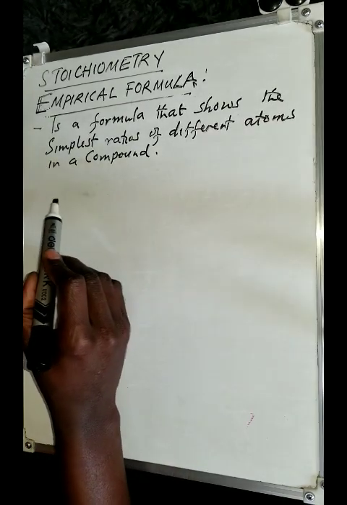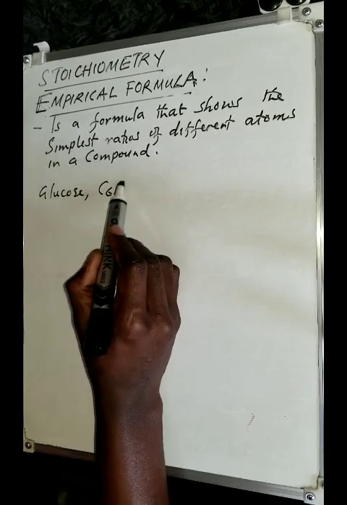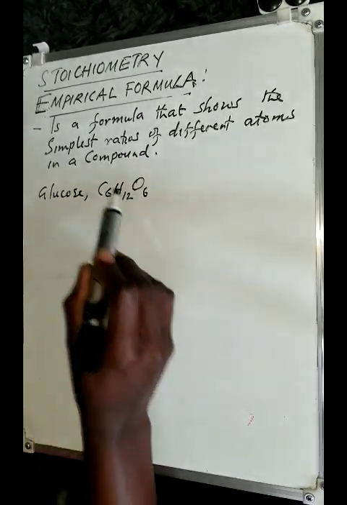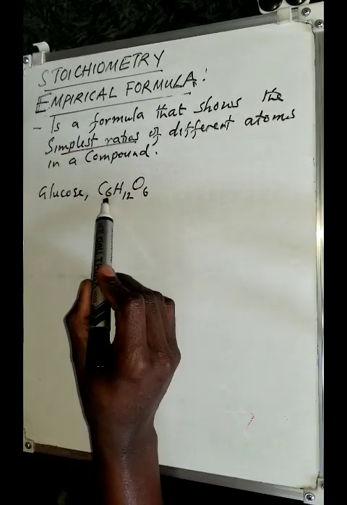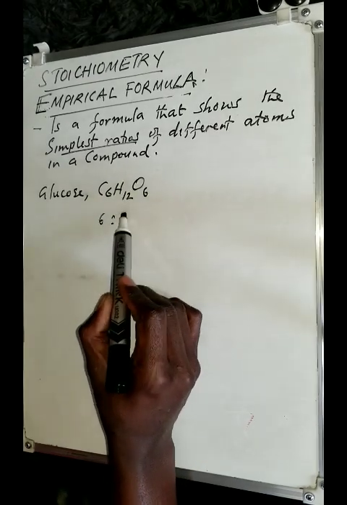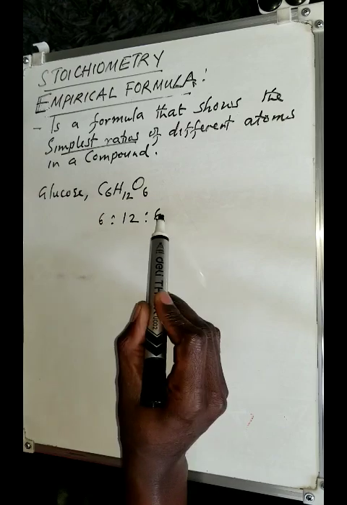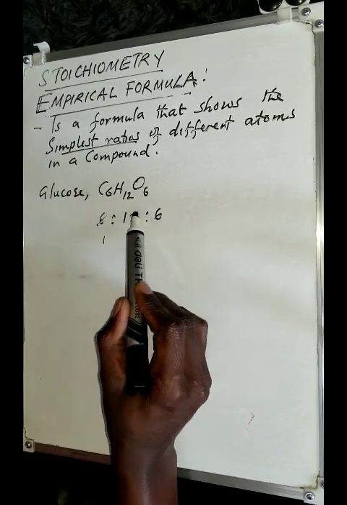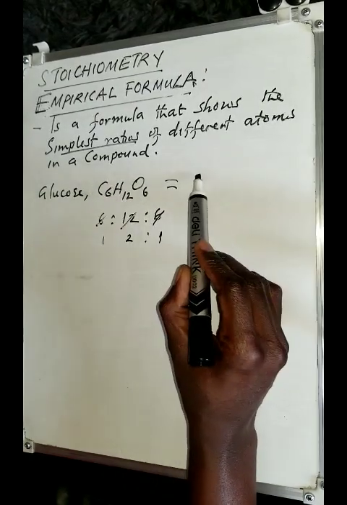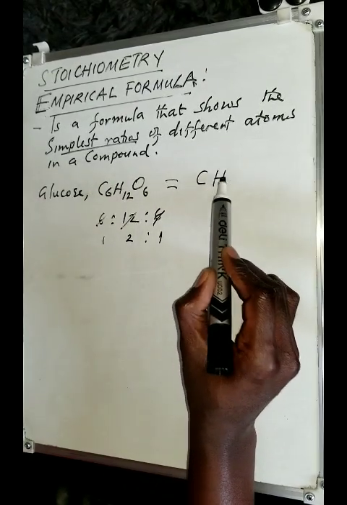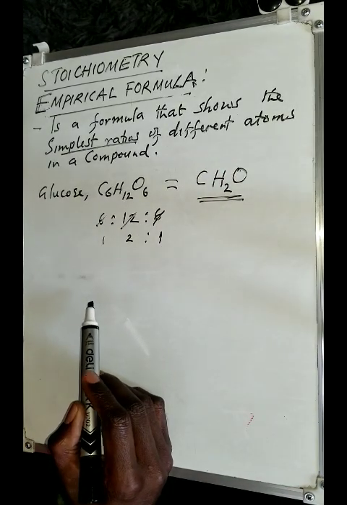A very good example is a formula such as glucose from your biology, C6H12O6. Is this the simplest ratio of atoms? No. If you look at that one, there are 6 carbon, 12 atoms of hydrogen and 6 atoms of oxygen. You can reduce that by looking at the highest number, 6. 6 there is a 1, 6 there is a 2, and 6 there is a 1. So the simplest ratio for that one is going to be CH2O. So that is the simplest ratio, and this is what we call the empirical formula.